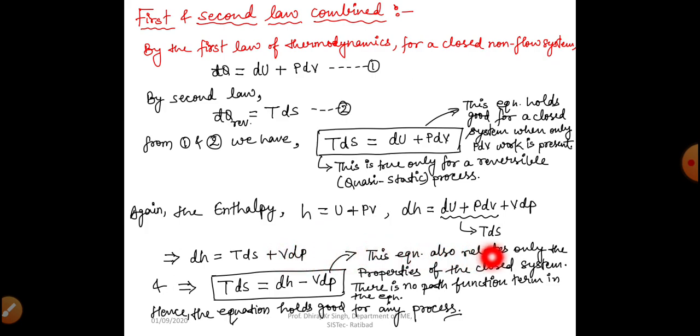So this equation also relates only properties of a closed system. There is no path function term in the equation. Hence the equation holds good for any process. So finally we have two equations, TdS equal to dU plus PdV, and TdS equal to dH minus VdP. These two equations are the final outcome of the first and second law of thermodynamics when we combine them together.